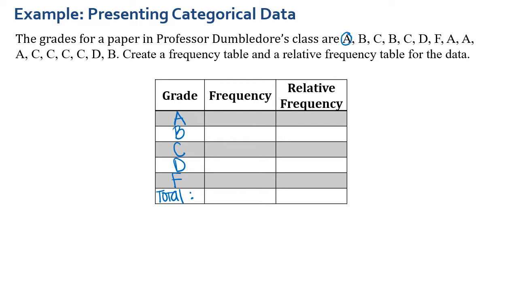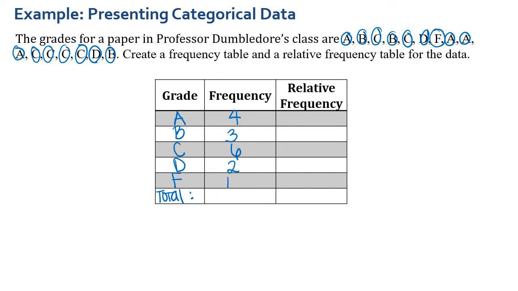We've got 1, 2, 3, 4 A's. How many B's? 1, 2, 3 B's. How many C's? 1, 2, 3, 4, 5, 6. How many D's? 1, 2. And that leaves just the 1 F.